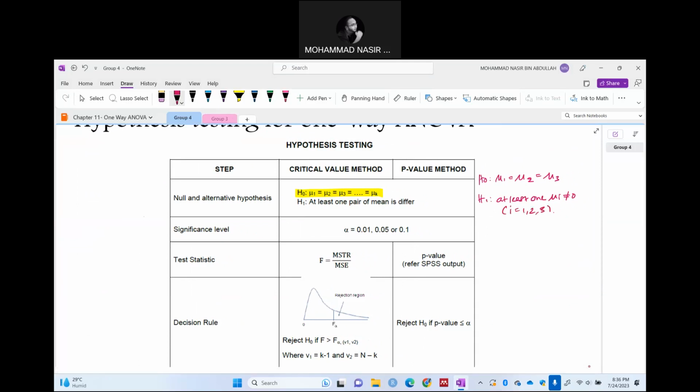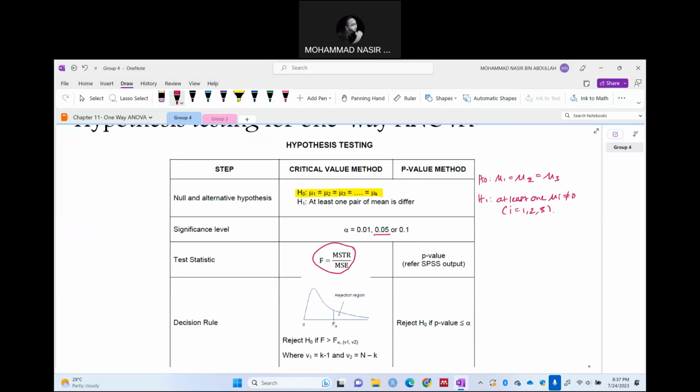We can use significance level set by the question, either 0.01, 0.02, or 0.1. It depends on the question. If the question does not state any level of significance, we use 0.05. And this is the test statistic, same as chapter number 10. Remember, in multiple linear regression, we want to test the fitness of the model. So the concept is the same as the previous chapter.